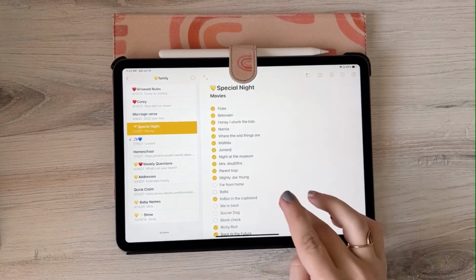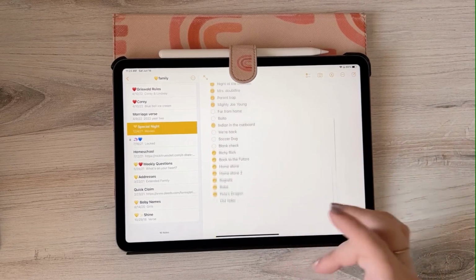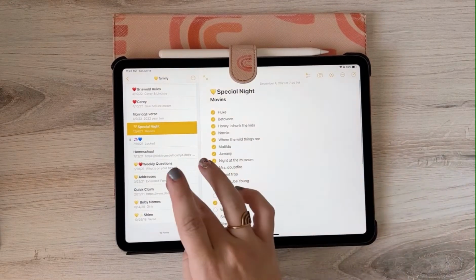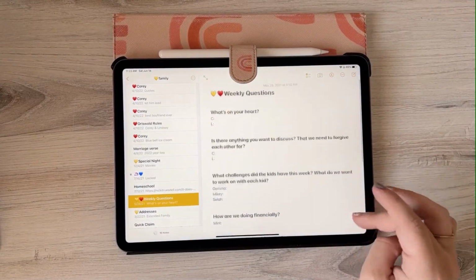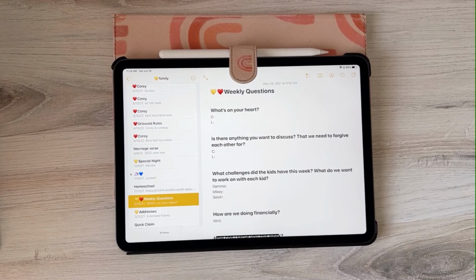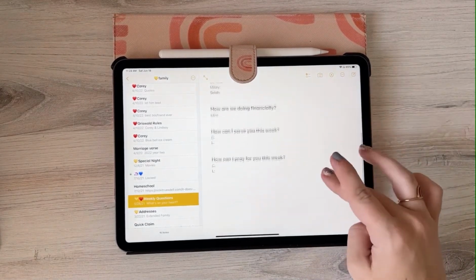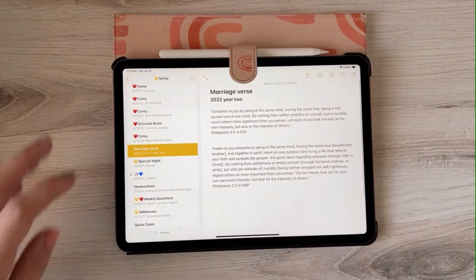Special night. We watch movies with the kids, like a movie night, we eat candy. So I have a list of movies that we want to watch. These are some weekly questions I wrote down for me and my husband. We don't always write them down, but I just kind of have them down and we can answer them here if we want to. This is a marriage verse.